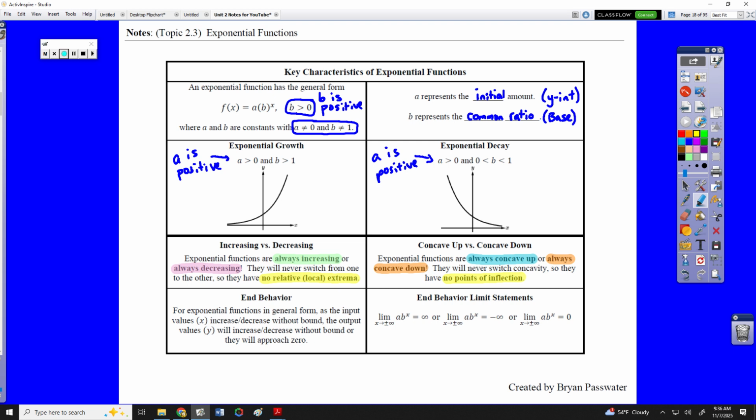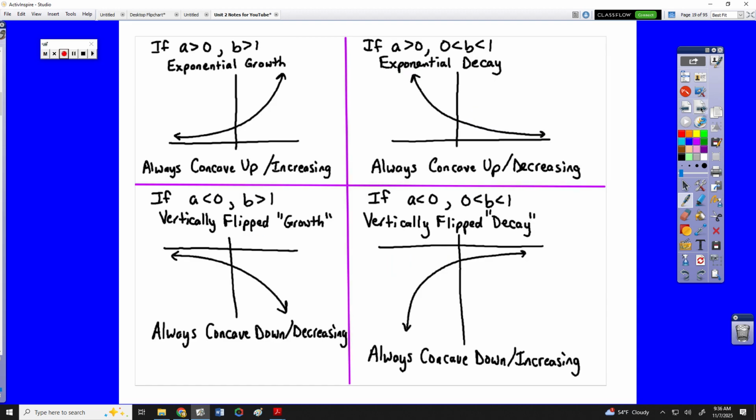Now, the reason behind this, and this is not in Brian's notes, this is something that I write out for my kids, is that there are really only 4 types of exponential functions. We have exponential growth and exponential decay, which we've already talked about. Exponential growth is where a is greater than 0, b is greater than 1. On an exponential growth equation, the entire graph is concave up, and the function is always increasing. For exponential decay, again, that is where a is positive and b is between 0 and 1. The graph is always concave up still, but it is also always decreasing.